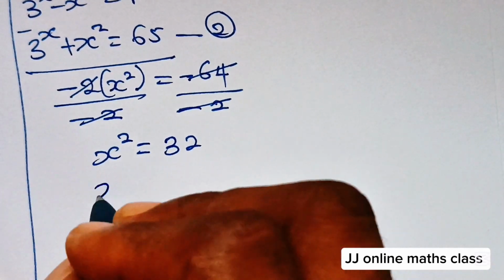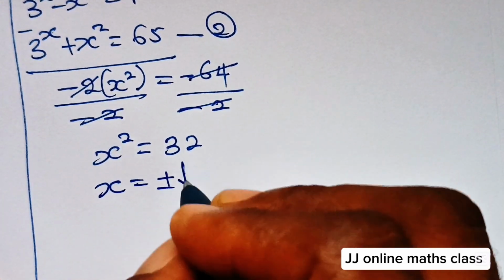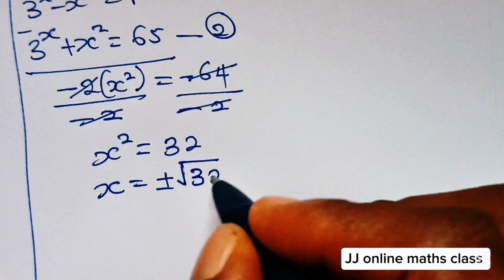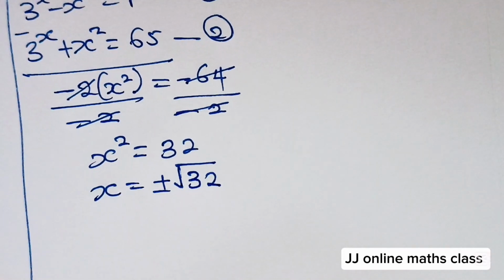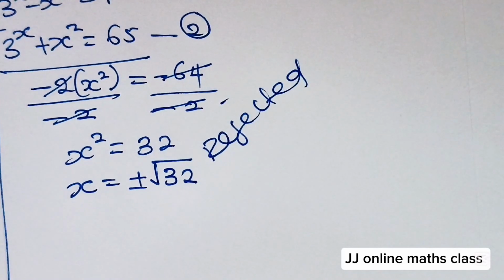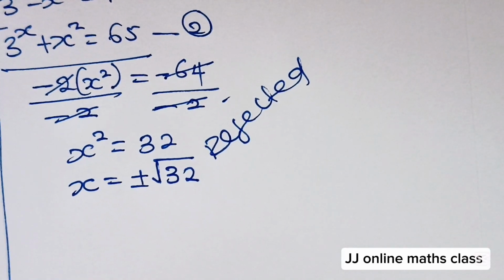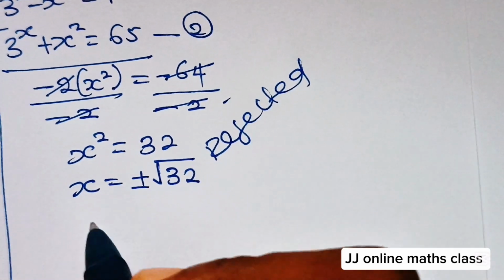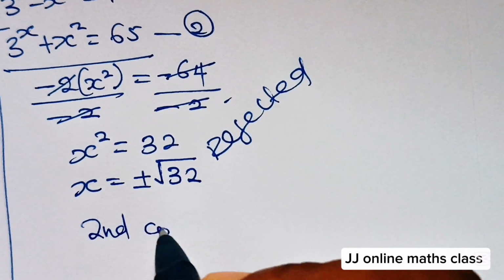Now from here we get x to be plus or minus the square root of 32, which gives us a decimal number that is not an integer. So we are going to reject this. Remember that we are told that x is an integer. That's a condition. So we go for the second condition.